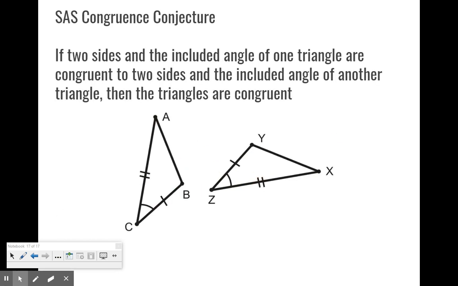The next congruence shortcut is the side-angle-side, or the SAS. If 2 sides and the included angle, that is key, the included angle. Notice that we said side-angle-side with the angle in between. That's what that means. If we know that 2 sides and the included angle of one triangle are congruent to 2 sides and the included angle of another, then the triangles are congruent.